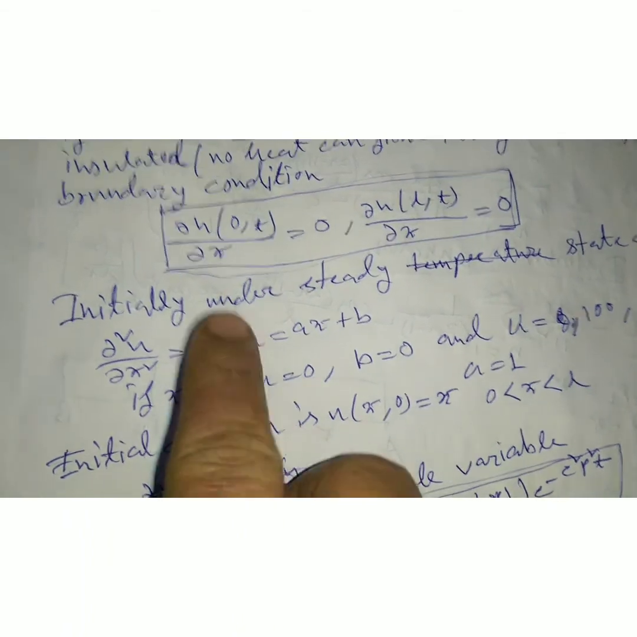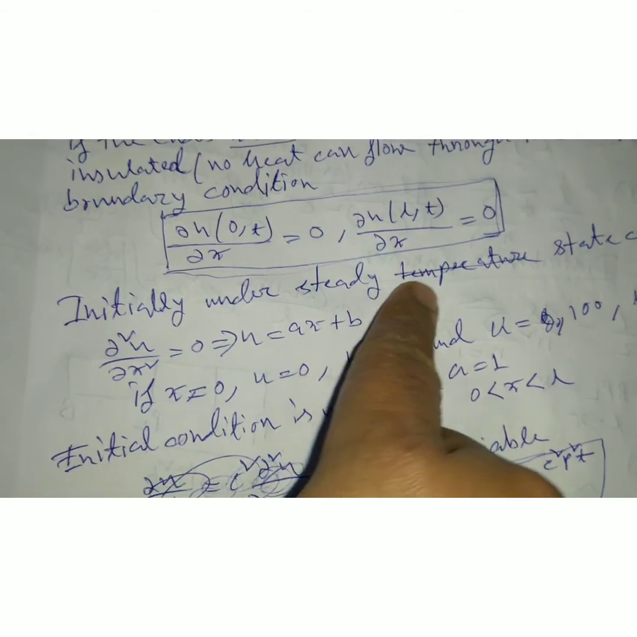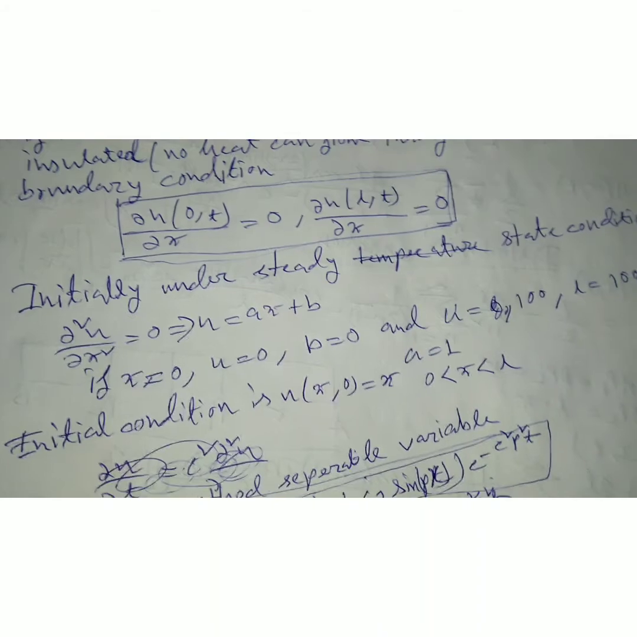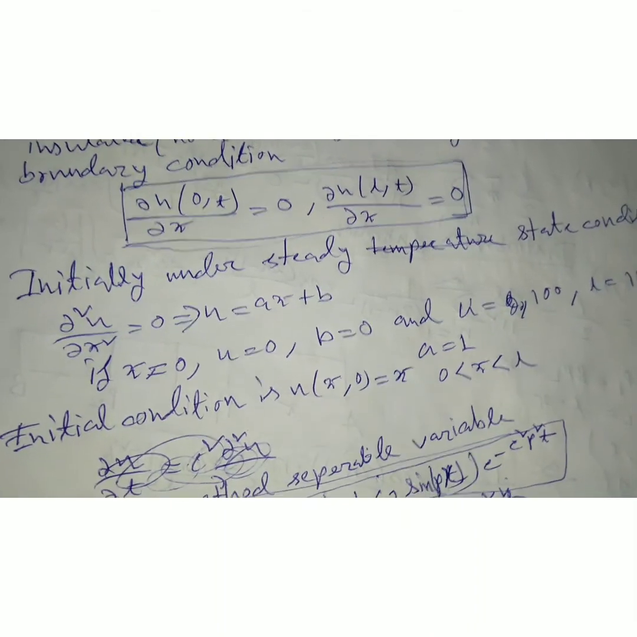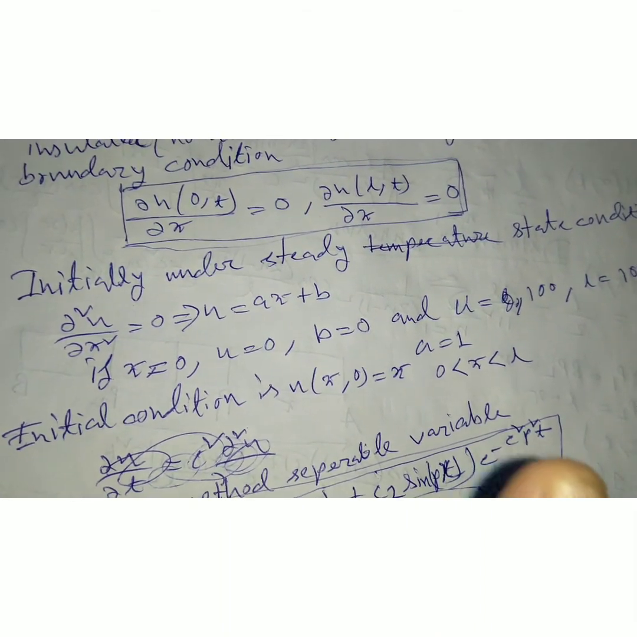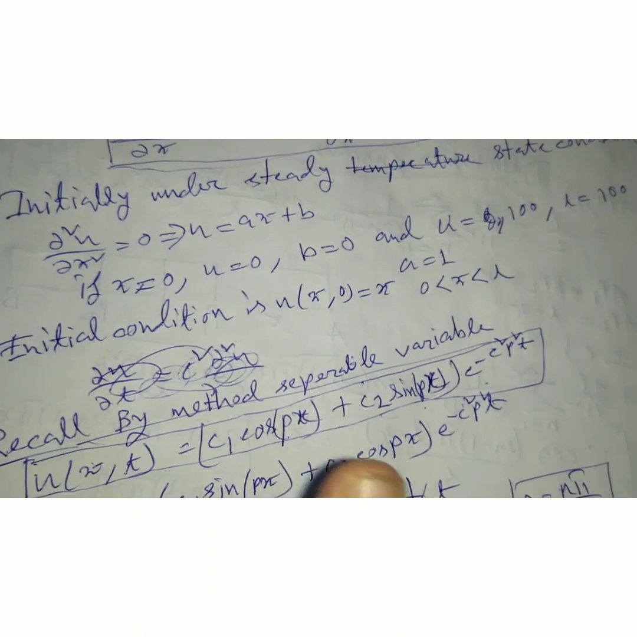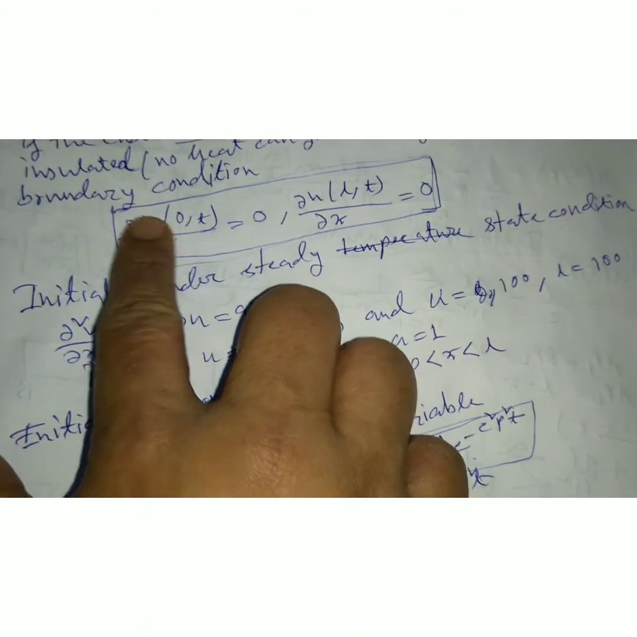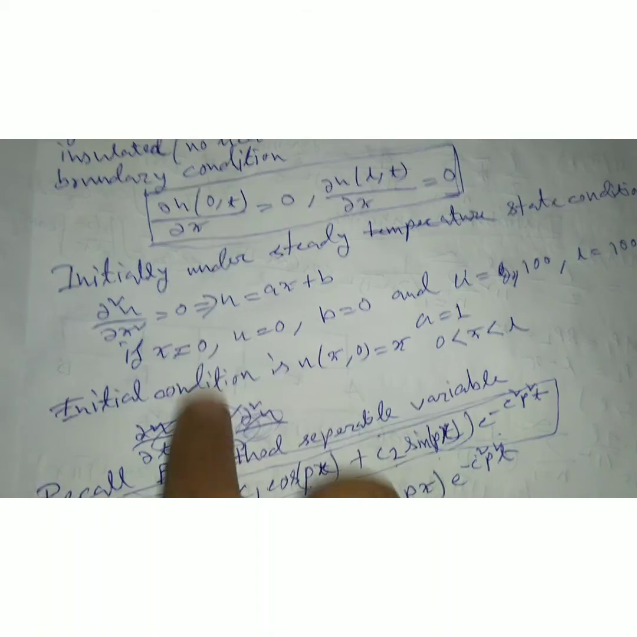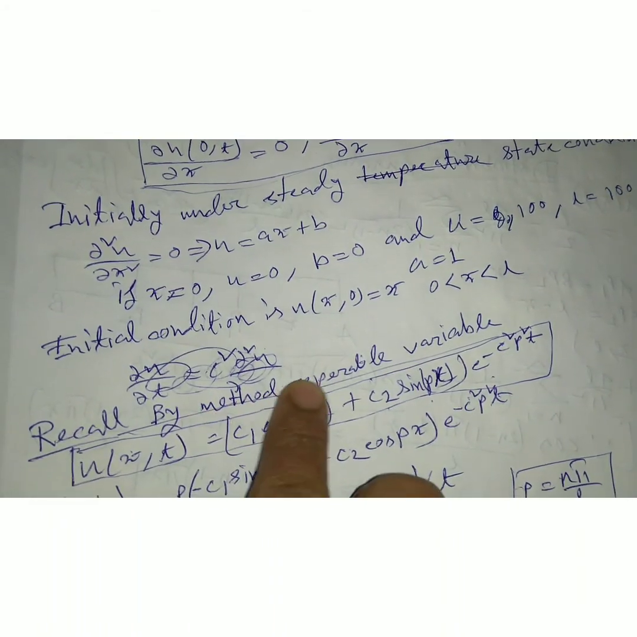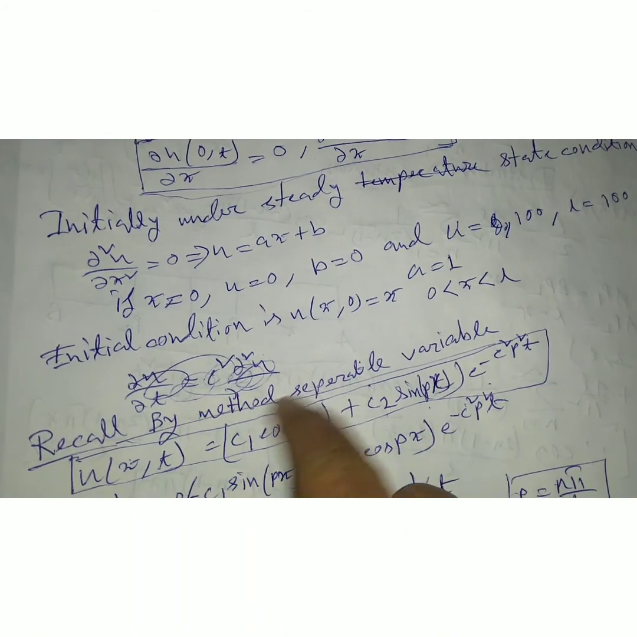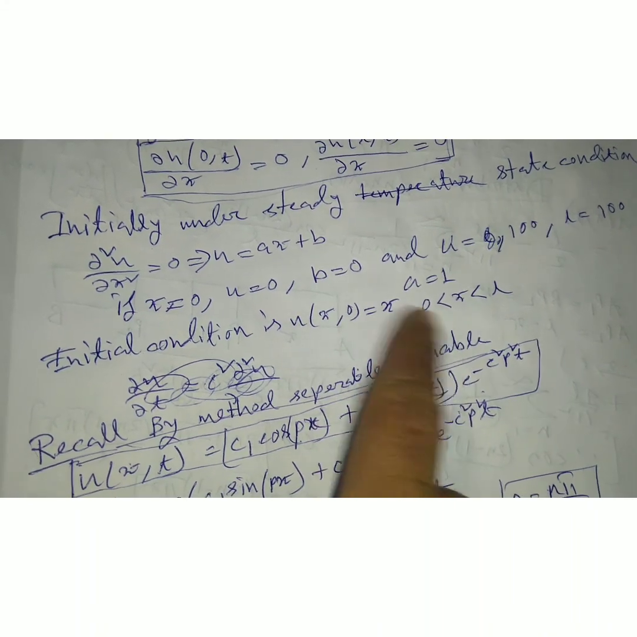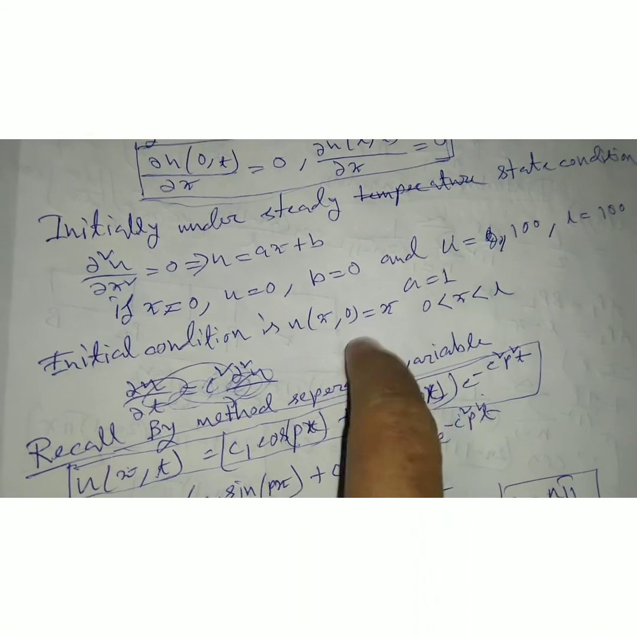Another thing, initially under steady state condition. Here we use Fourier series and the method of separation, and we get the values of the equation by the method of separable variables. I will discuss this also in my next YouTube class very soon. Thank you.